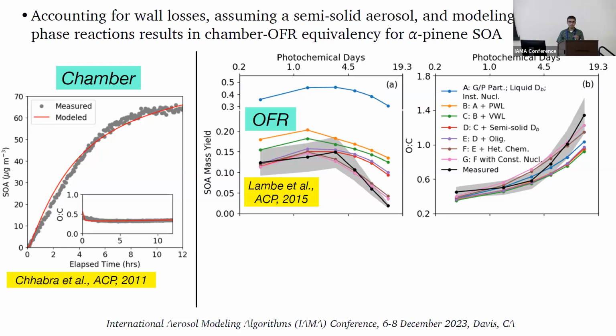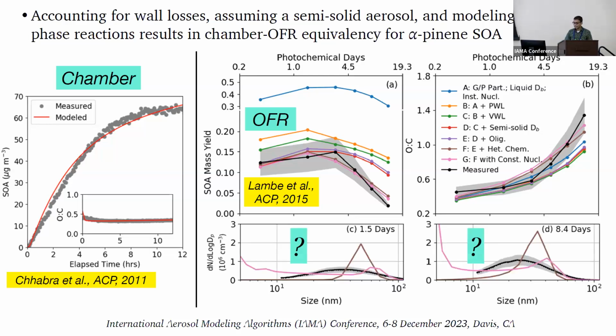The difference between F and G is that in F, we assume that the nucleation happens immediately after the alpha-pinene is introduced at the front end of the OFR or the flow tube. In model G, we assume that nucleation happens throughout the flow tube. What we see is when we compare the model predictions against the measurements of the particle size distribution, neither of those seem to get the particle size distribution right. So the model F is shifted to the right, and then model G is shifted to the left.